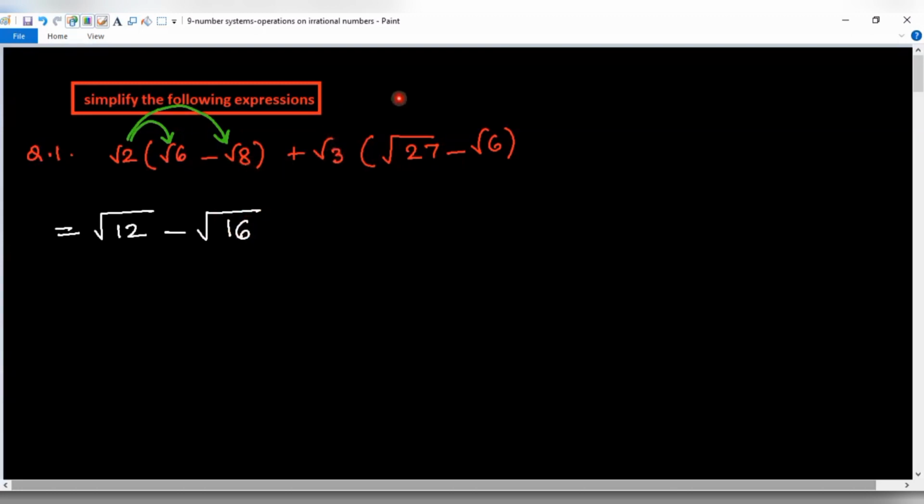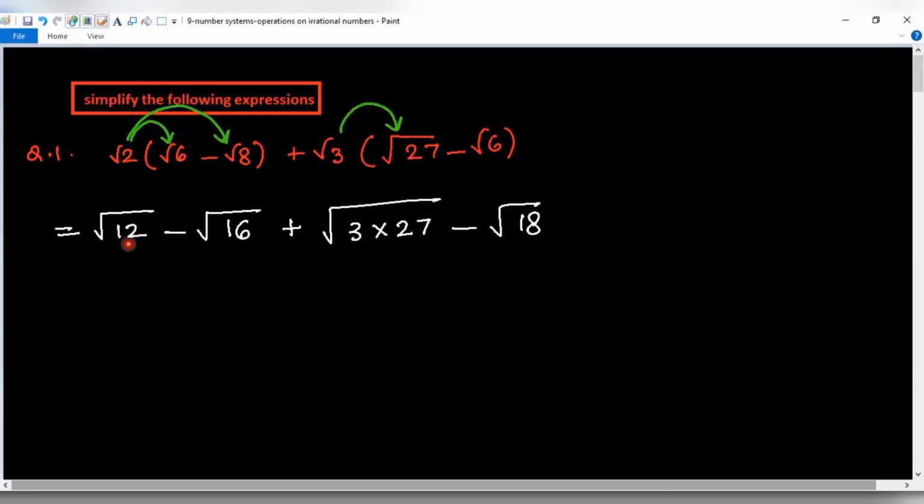Then root 3. Now root 3 we have to take inside the bracket. So root 3 into root 27. Here we have a plus sign, so plus root 3 into positive root 27. So it is root of 3 into 27. Let it be like that. Then minus root 3 into root 6, that is root 18. Okay.